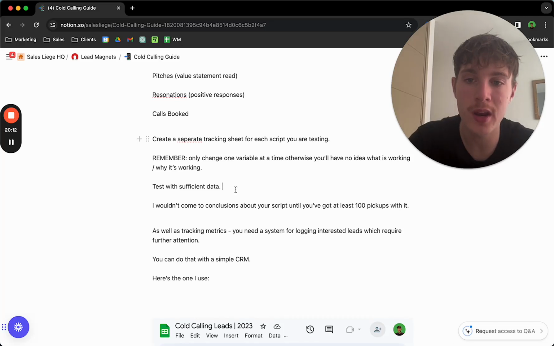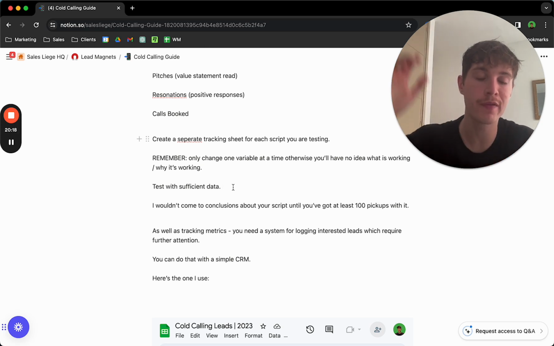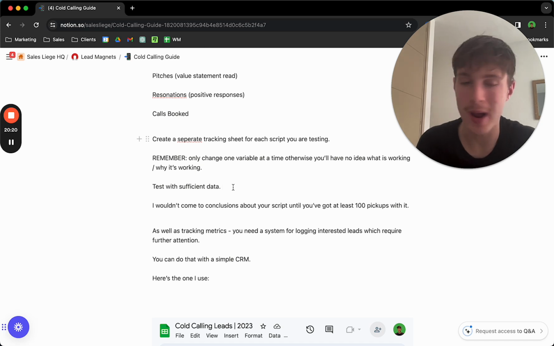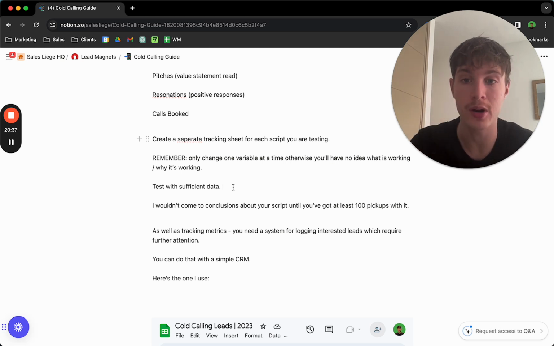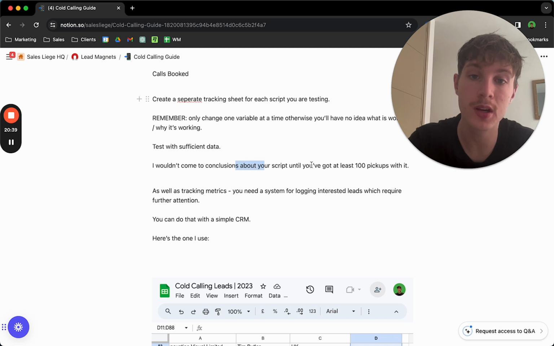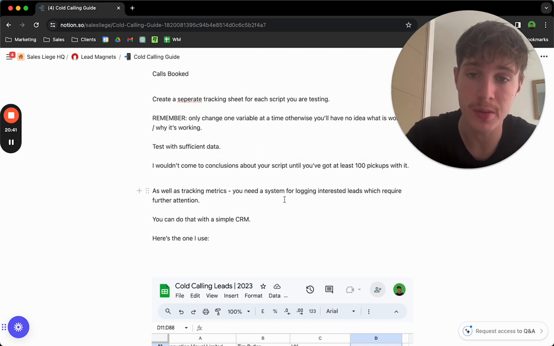So test with enough data as well. When you're doing tests, you want to make enough calls to actually have enough data to make a conclusion, right? So don't just make 20 cold calls and say, okay, this script isn't working. I would say get at least 150 pickups before you judge a script. You can do less, about 100, but the more data, the better when testing, because the more accurate it's going to be. So don't come to conclusions about your script until you've got at least 100 pickups with it.